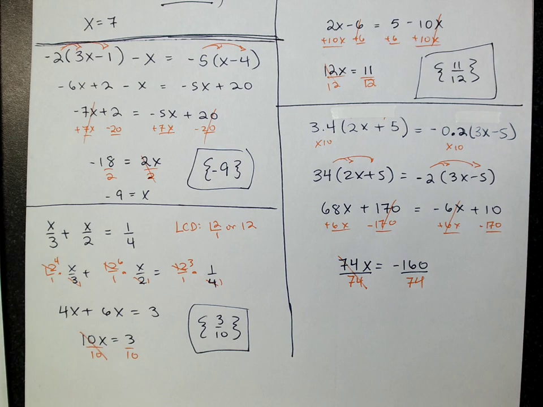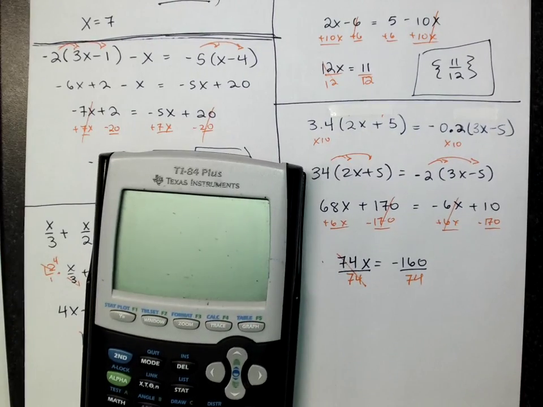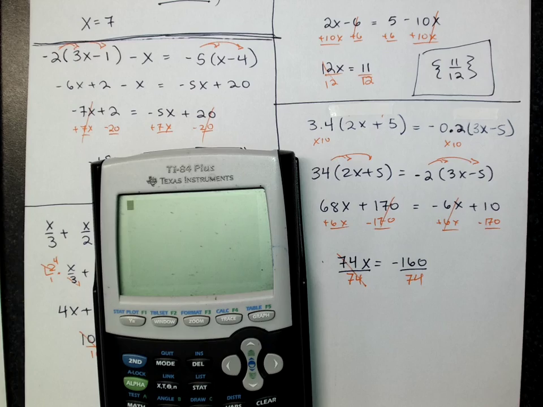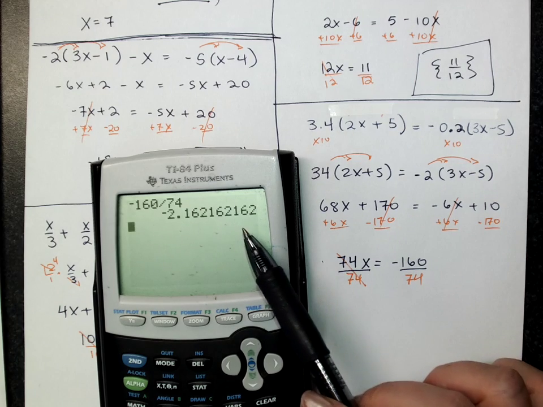Now, always, even though we start off with decimals, in general, leave your answer in fraction form. Just make sure it's in lowest terms. And if we're dealing with big numbers, your calculator can help you with that. Negative 160 divided by 74. Of course, it's going to return a decimal answer. And this is especially a decimal answer you should not use because you can see it's a repeating decimal.